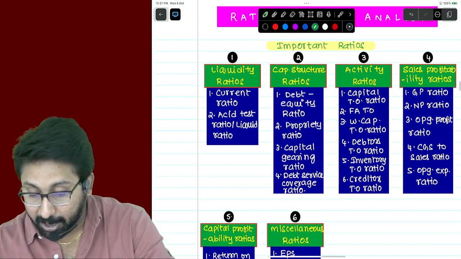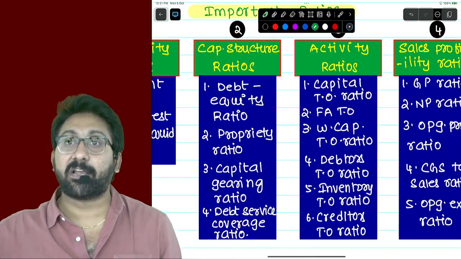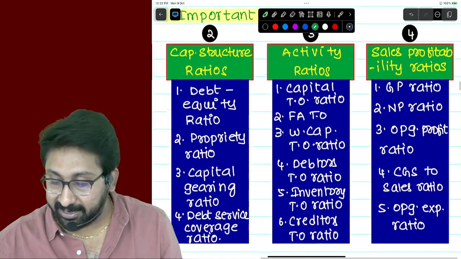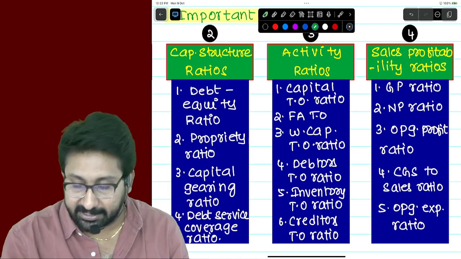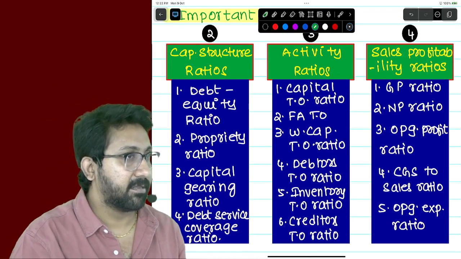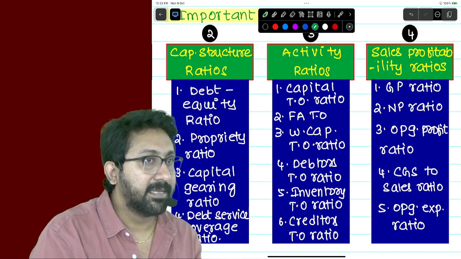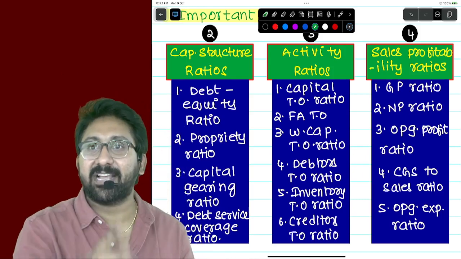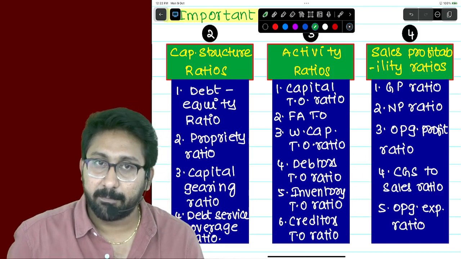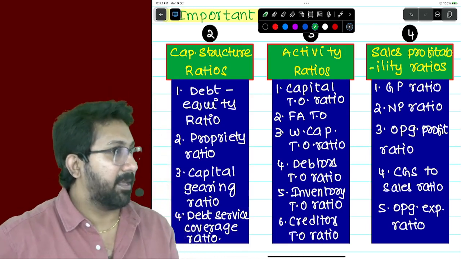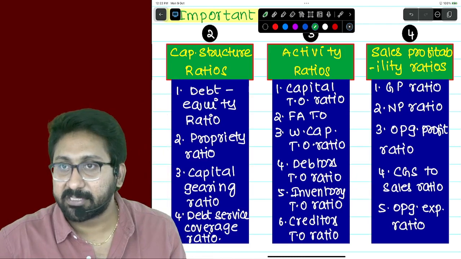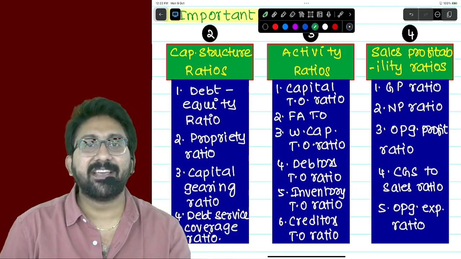That's why in activity ratios, sales will come in the numerator, and in profitability ratios, sales will come in the denominator: GP by sales, NP by sales. Who influences whom? Sales influences profit. Sales increases, profit increases. Profit increases, sales increases? Maybe, may not be. Are you understanding or not? Yes, profit increases means, sorry.